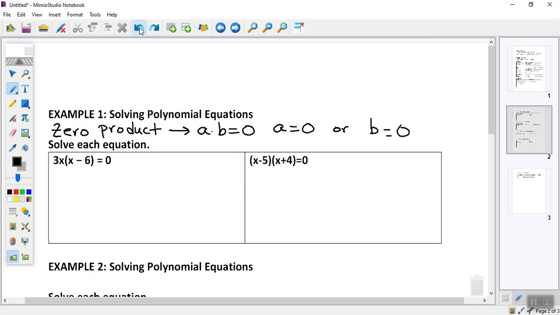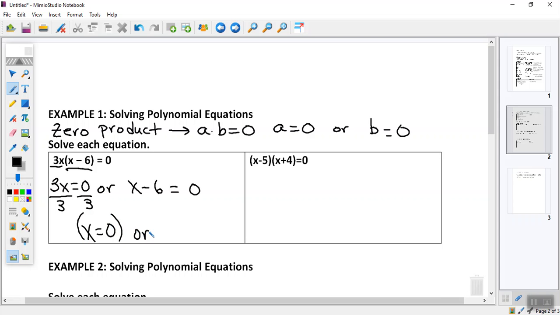Okay. If 3x times x minus 6 equals 0, that means that either the 3x is equal to 0, or what else? X minus 6 has to equal 0. Okay? We're trying to find values of x. So this is going to make this equal to what value? Okay, help me out here, guys. If I set 3x equal to 0 right here, how would you solve for x right here? Divide by what? So x would equal what value? 0.